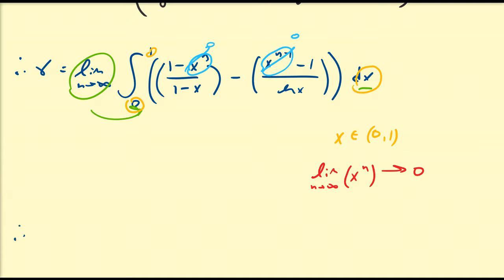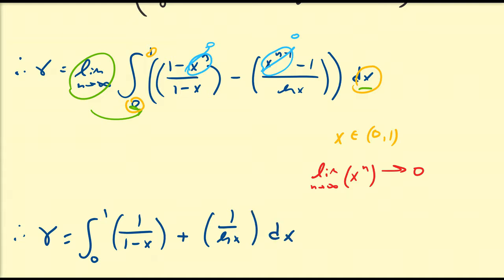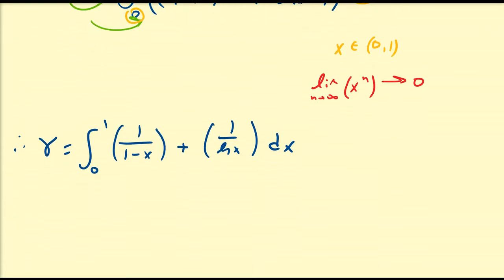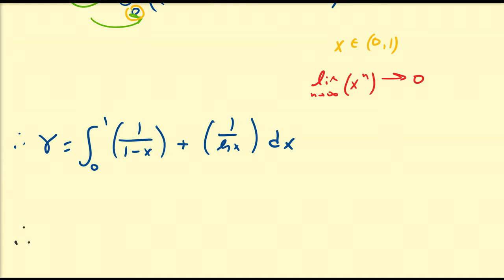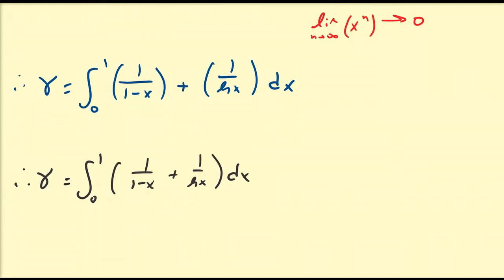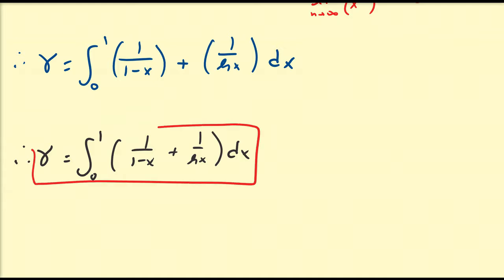So once you apply that limit, then we have gamma is equal to the integral from 0 to 1 of 1 over 1 minus x minus, so that negative and that negative is going to become a positive, so 1 over the natural log of x dx. So we can rewrite this a little bit more nicely as gamma is equal to the integral from 0 to 1 of 1 over 1 minus x plus 1 over the natural log of x dx. So this is the first integral representation for the Euler Mascheroni constant.